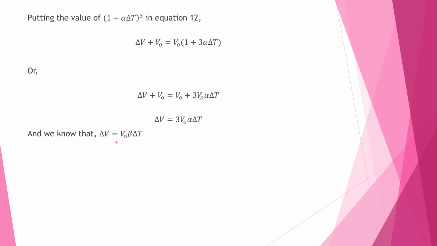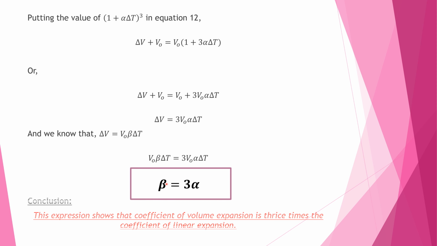Or we know that ΔV is equal to V₀βΔT. Then V₀βΔT is equal to 3V₀αΔT. ΔT cancels, V₀ cancels, and β is equal to 3α. So from this expression we can say that the coefficient of volume expansion is thrice the coefficient of linear expansion.